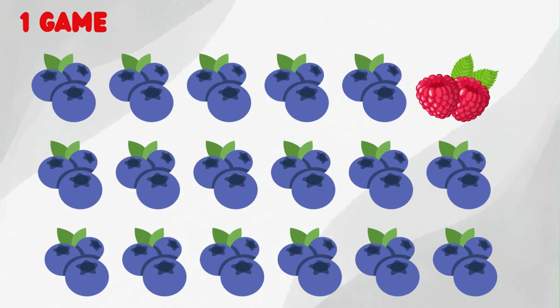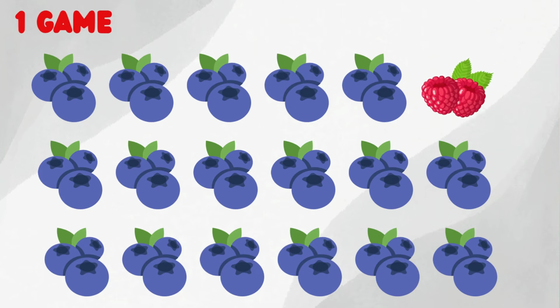These blueberries look so fresh, but there's one tiny fruit that doesn't quite fit. Can you find the odd one out? Sharp eyes! The odd one out is a raspberry standing out among the blueberries.